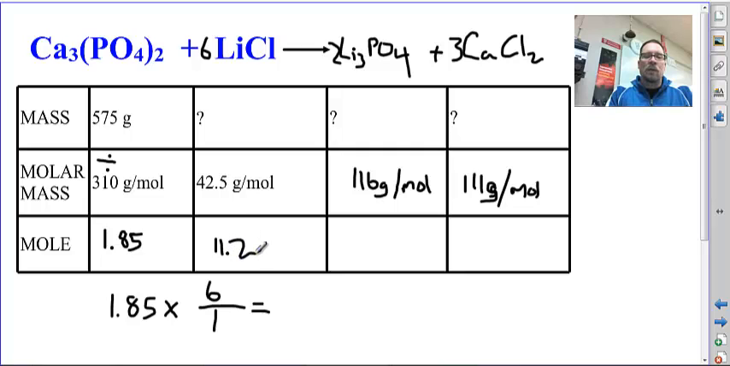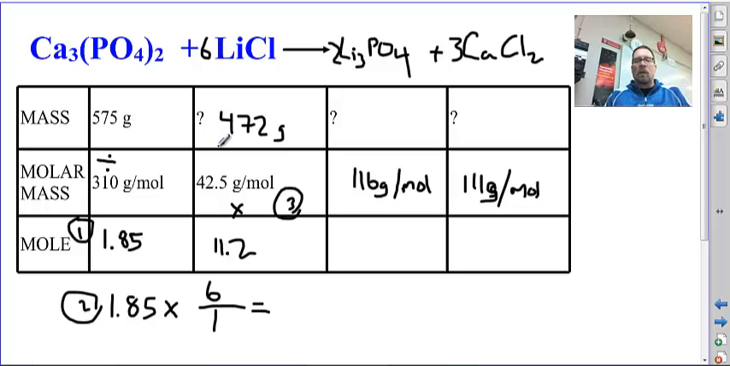That is step 2. Here was step 1, doing the division. Here was step 2, doing the mole ratio. And step 3 then is, if I want to get this number of moles into grams, I have to multiply by the molar mass of the lithium chloride. And that's really step 3. 11.2 times 42.5 is 472, rounded to 3 significant figures. And that's how many grams of lithium chloride I need to go with this.